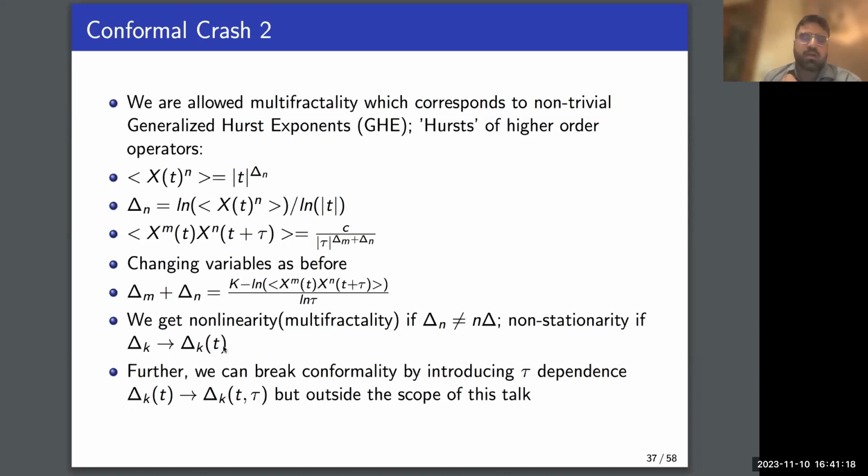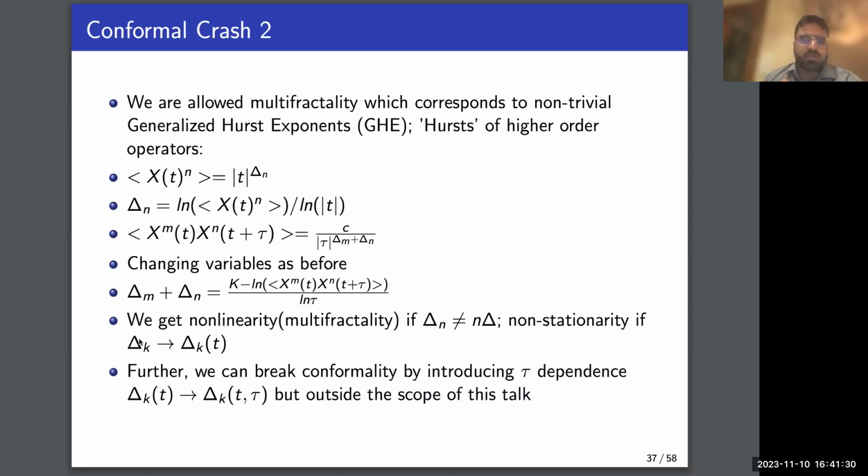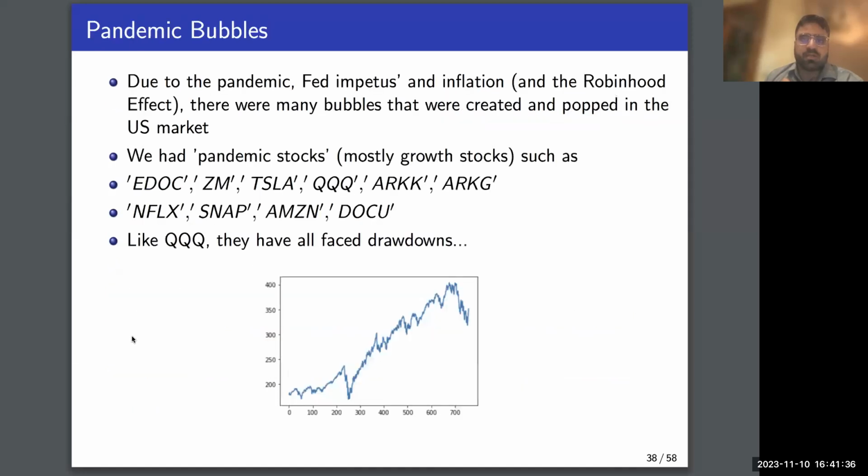And then one can also, in this formalism, break conformality, self-similarity, by introducing a tau dependence on delta, which is outside the scope of the talk. But now that we have a way of measuring these Hurst-like quantities delta and their time evolution, one can see what really happened before these essentially pandemic-induced bubble crashes, right? We had a lot of these pandemic stocks that had high growth in the last couple of years, and then they experienced huge drawdowns afterwards.